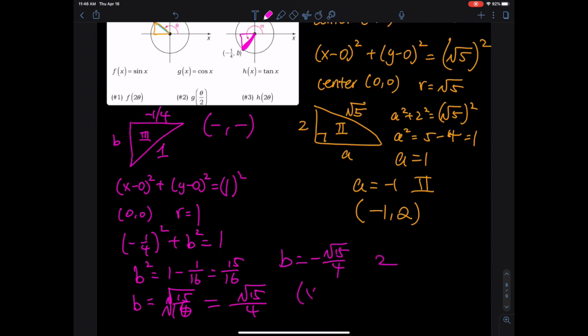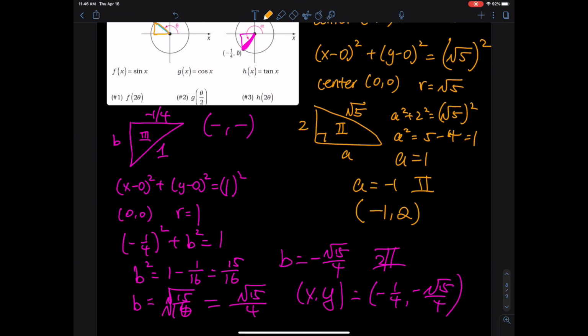So the x and y coordinates, what do we have? We have negative 1/4, negative root 15 over 4. So that is how you analyze the second circle. But we don't really need the second circle because none of the problems is asking for alpha. Okay, let's do the first problem.